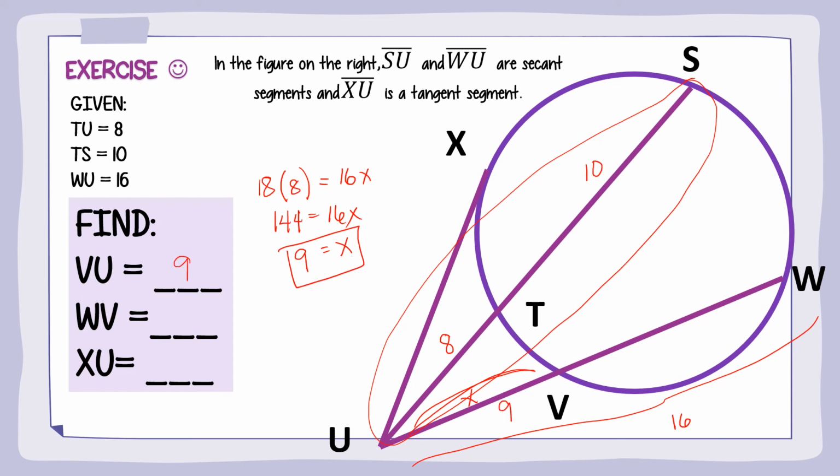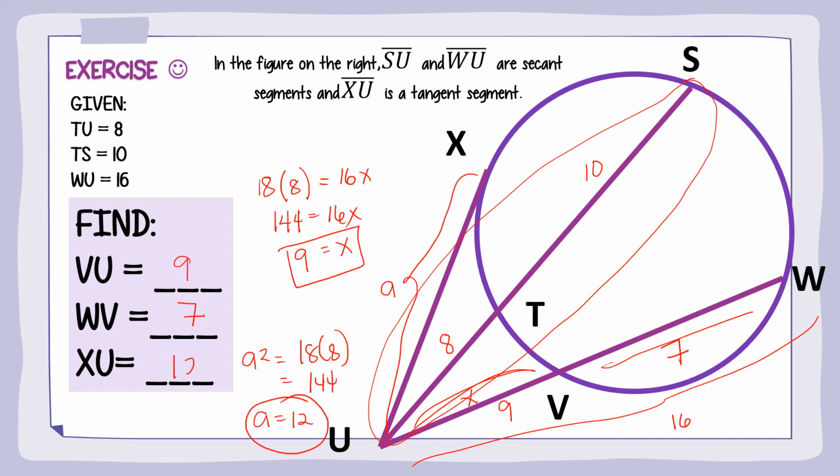Yan. If this is 9, ano kahaba to? Kung ang isang buo ay 16 at 9 na yung nasa labas. Okay, 7. Next, XU, si tangent. So, we'll use, for example, this is A. We have A squared is equal to, kung alin mang secant ang gusto nyo gamitin, pero ang gagamitin ko na ay si 18 and 8. 18 times 8. This is 144. Therefore, A is equal to 12 units. So, ganun lang siya.